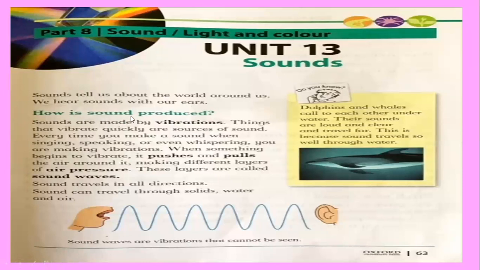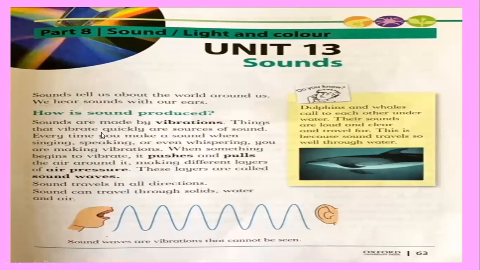How is sound produced? First of all, we understood what sound is, that what we can hear is sound. Now, how is sound produced? Sounds are made by vibrations. What are vibrations? As you can see in these pictures, moving up and down or push and pull, these are called vibrations. Things that vibrate quickly are sources of sound.